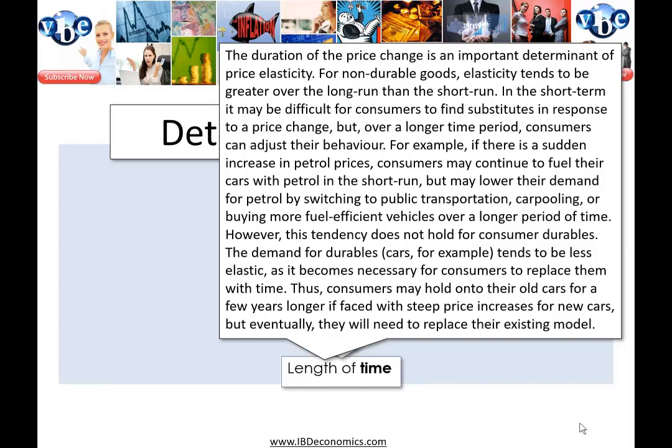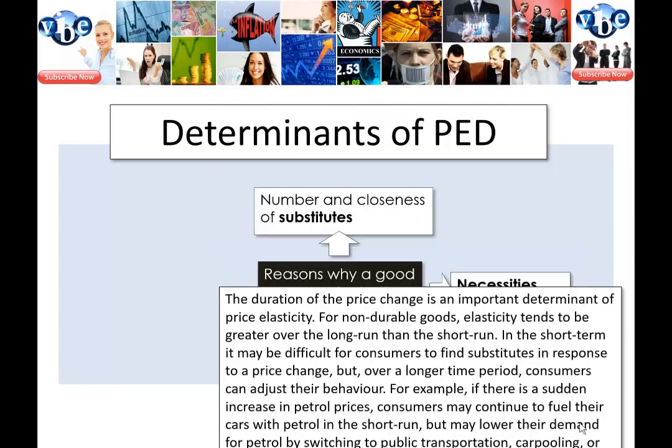But this tendency doesn't tend to hold for consumer durables. The demand for durables, cars for example, tends to be less elastic as it becomes necessary for consumers to replace them with time. So consumers may hold on to their old cars for a few years longer if faced with steep price increases for new cars, but eventually they're going to need to replace their existing model.